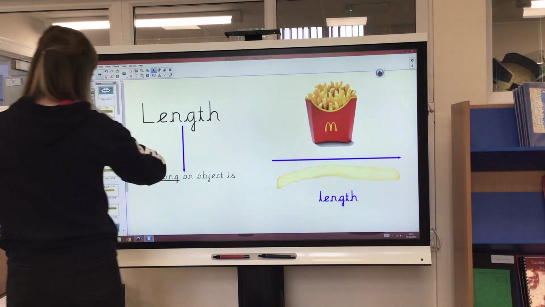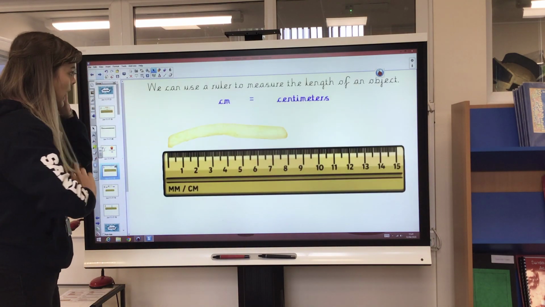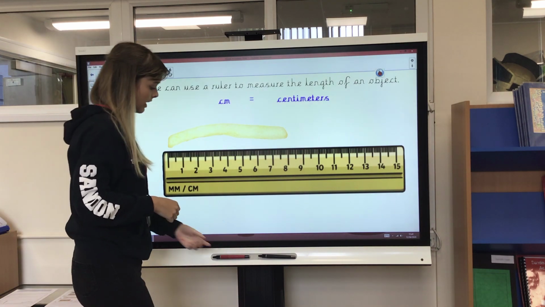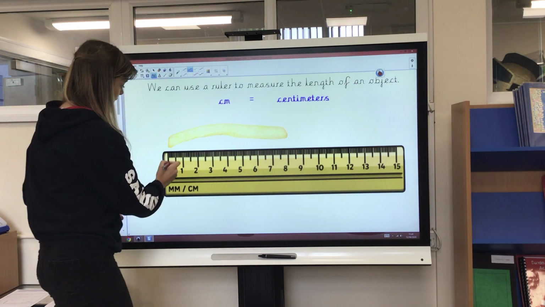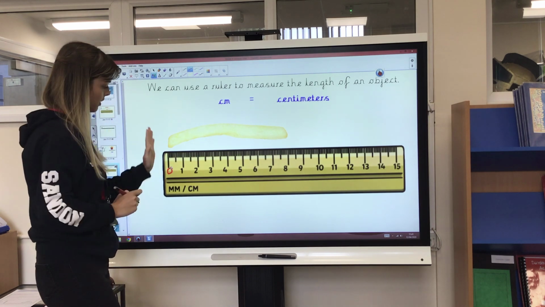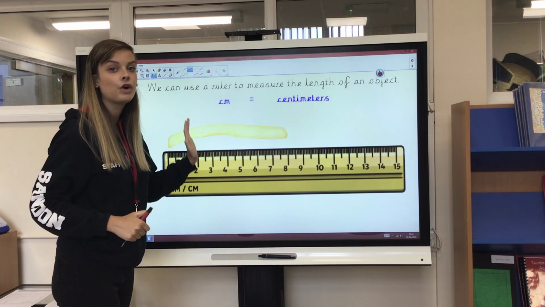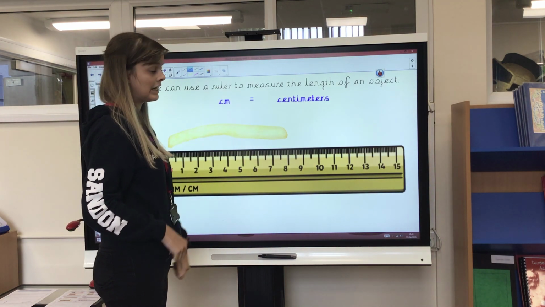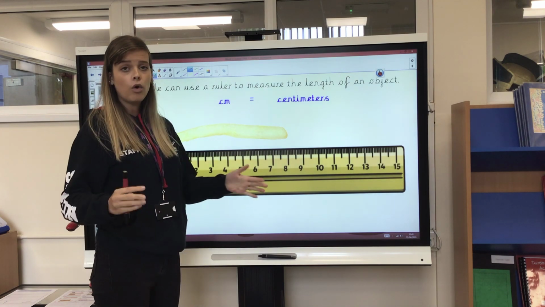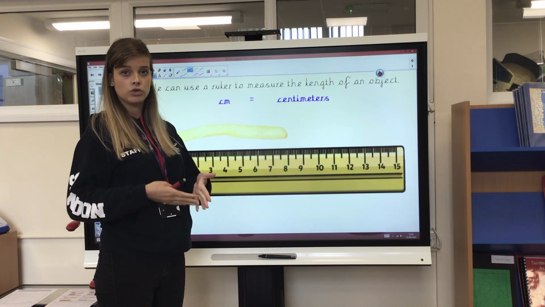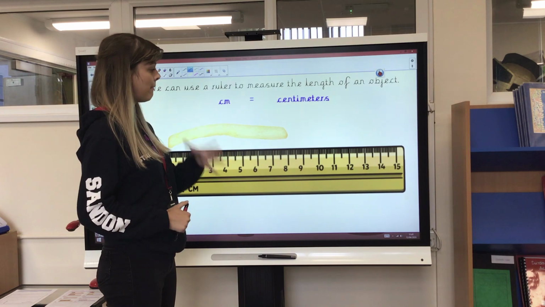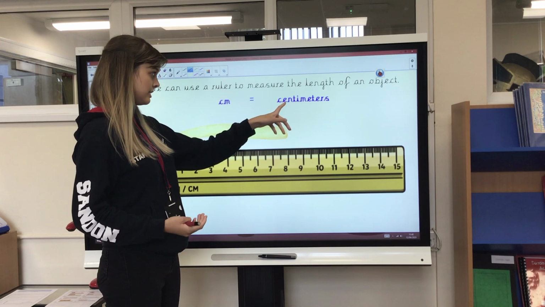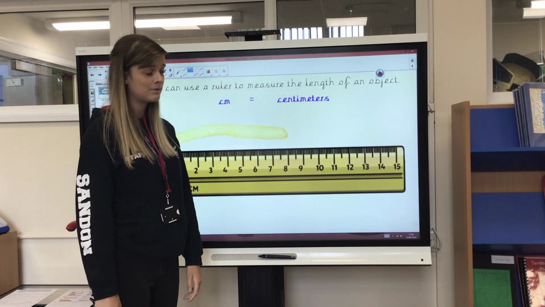Now, if we were to measure the length of a chip, how long that chip is, we would need a ruler, okay? And on that ruler, we would start at 0, not at the start of the ruler, at 0 centimetres. And this is what centimetres looks like, and it's quite a long word. So in maths, what we do is we shorten it, and we just write cm, a c and an m, just to represent centimetres, because it is such a long word to spell.